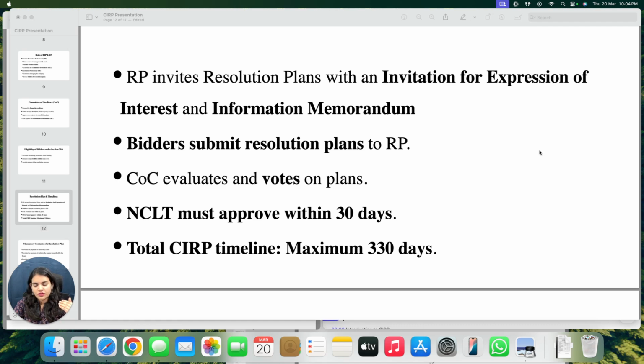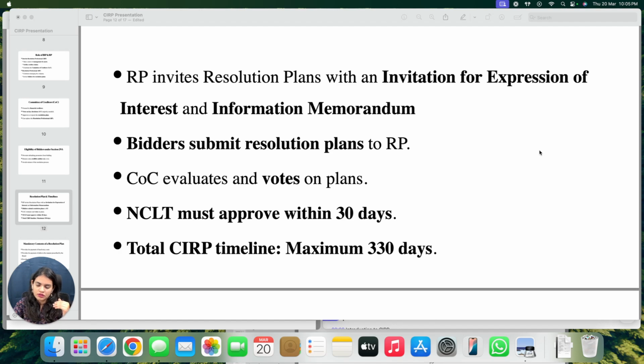And the COC will evaluate and vote on the resolution plans based on the bid evaluation matrix. As I've told you, in the bid evaluation matrix we can have several criteria. As per the industry, the COC may dictate the criteria according to their preferences and requirements. Supposing it's a huge real estate company, then it's ideal for the resolution applicant to have that kind of backing, either to have that kind of funds at their disposal or to have the ability to raise that kind of funds.